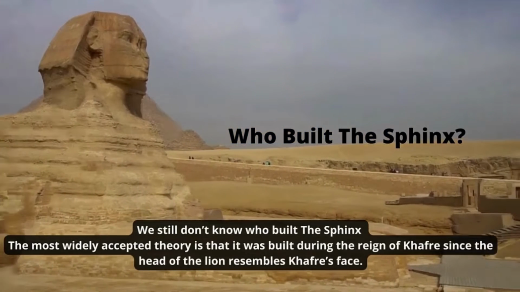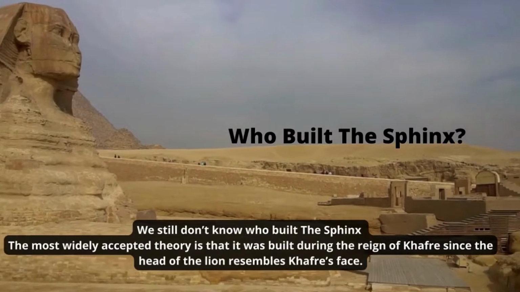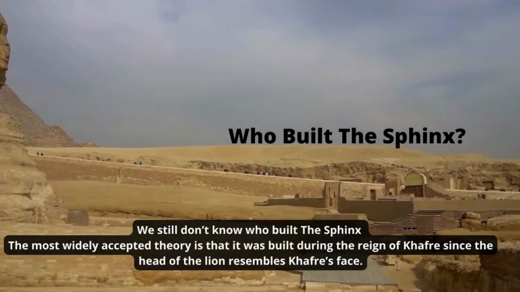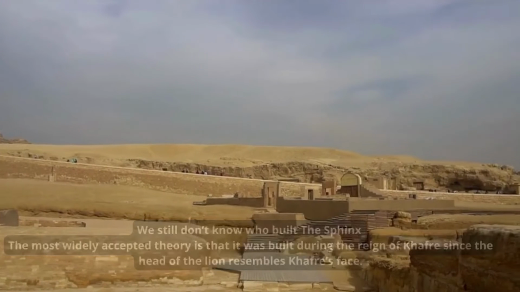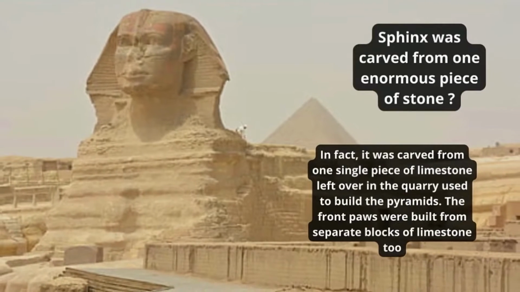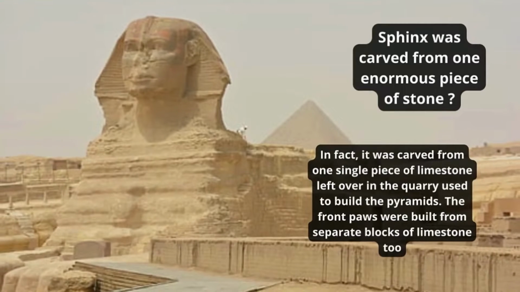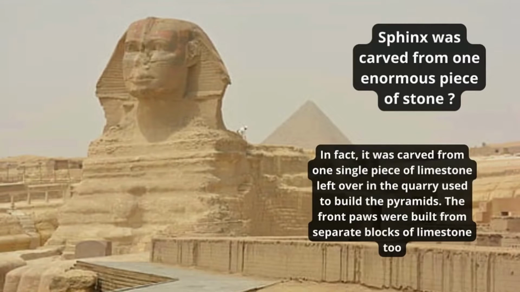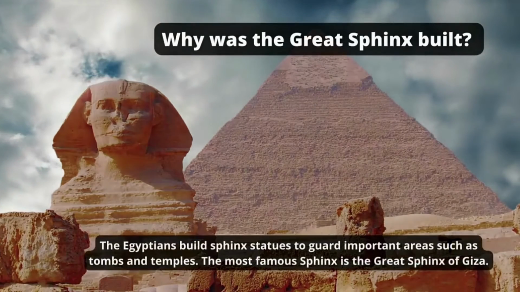Who built the Sphinx? We still don't know who built the Sphinx. The most widely accepted theory is that it was built during the reign of Khafre, since the head of the lion resembles Khafre's face. Was the Sphinx carved from one enormous piece of stone? In fact, it was carved from one single piece of limestone left over in the quarry used to build the pyramids. The front paws were built from separate blocks of limestone too.